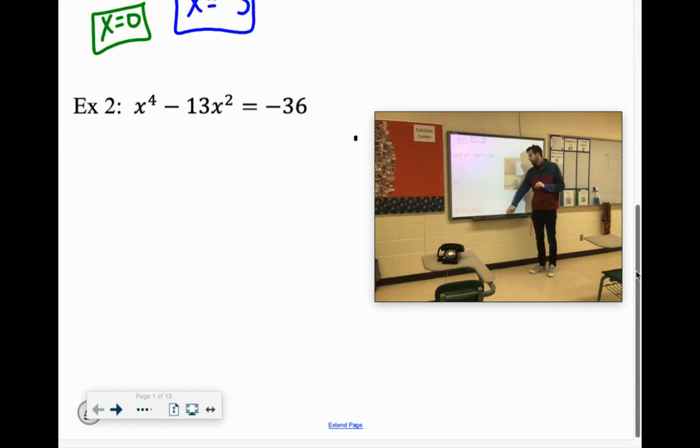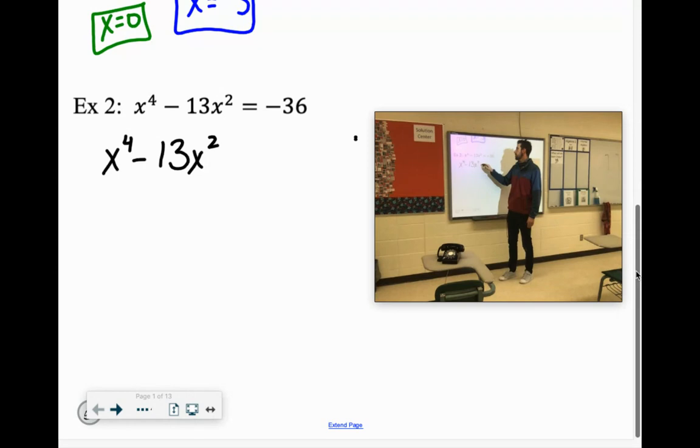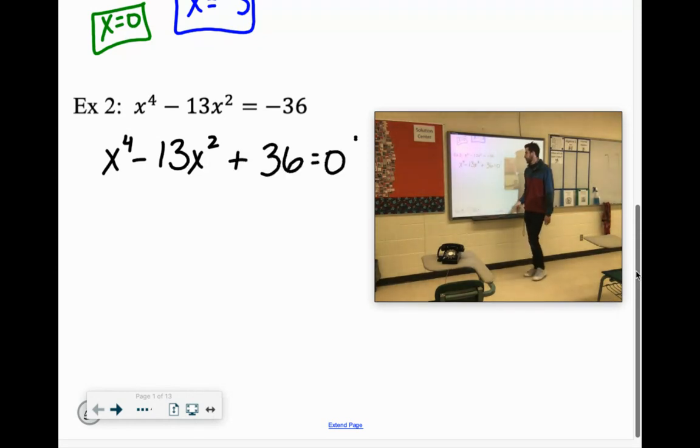If I can move down. Here's the second one. Now it always has to equal 0. We know this. So we're going to have to move negative 36 over there by adding 36. We got x to the 4th minus 13x squared plus 36 equals 0. Let me erase that little part right there.